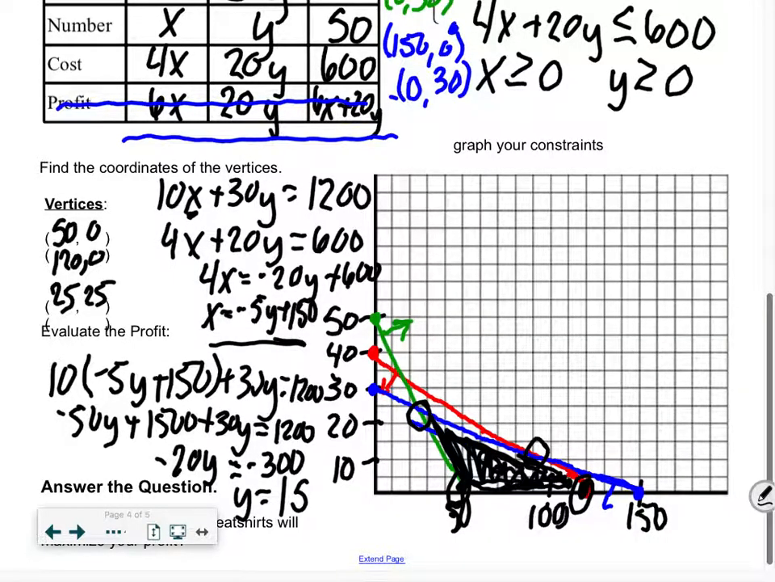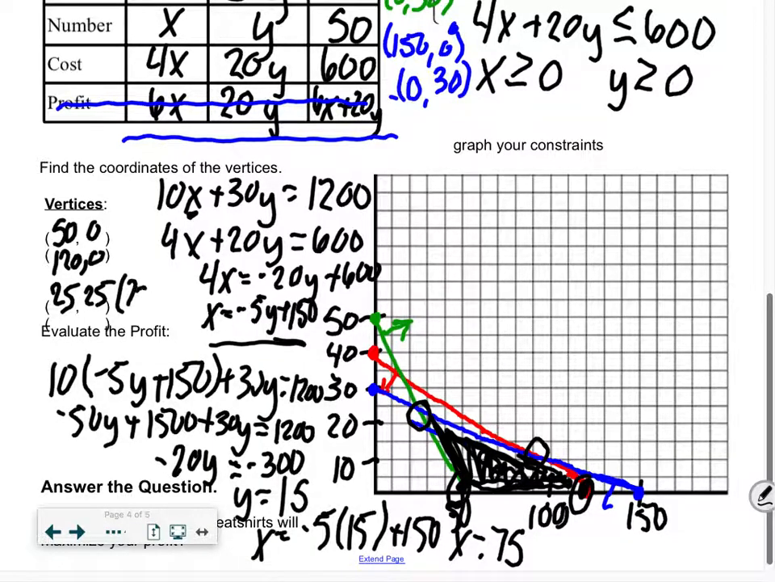So we get y to be 15. If I plug that back in for my x, I get x equals 75. Yes, I know it's a lot of work. Not all of them are this tough. So that means my point is 75, 15.